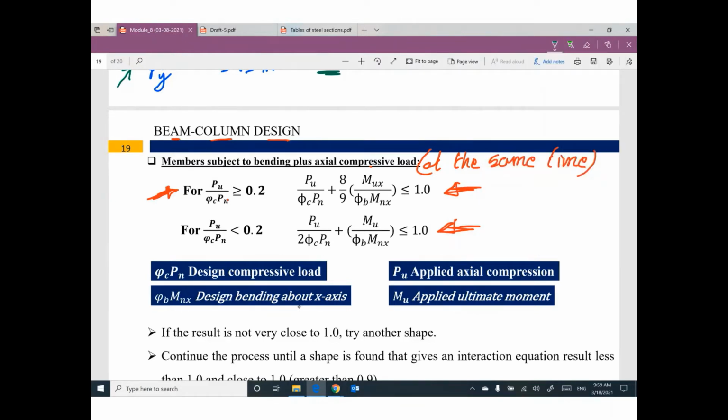The interaction equation is very simple. P ultimate divided by phi Pn plus 8/9 M ultimate divided by phi Mn. We can remove this X, it's not a big deal. Or the second case, P ultimate divided by 2 phi Pn plus M ultimate divided by phi Mn must be smaller than or equal to 1. Phi Pn is the design compressive load, P ultimate is the applied axial load from structure analysis, phi Mn is the design bending strength, and M ultimate is the applied ultimate moment from structure analysis.